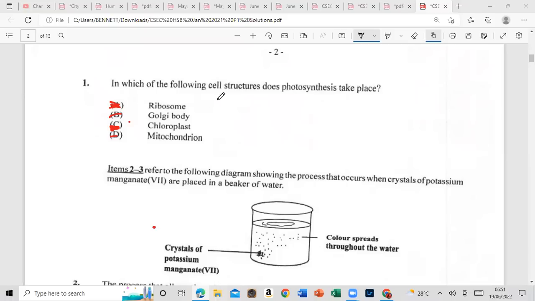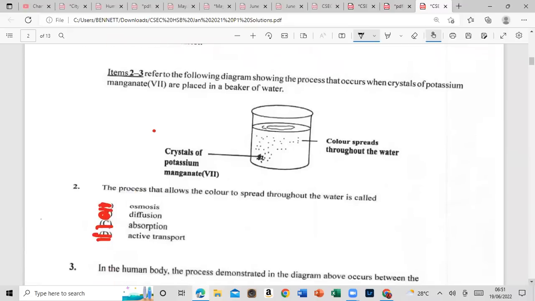All right, the following cell structure, in which photosynthesis usually takes place, is the chloroplast. Again, guys, this one is going to be a bit weird. Don't think about the answer as in letters, but as in the actual answer. Refer to the following diagram showing a process that occurs when crystals of potassium permanganate are placed in a beaker of water. The process that allows the color to spread throughout the water is called osmosis, diffusion, absorption, or active transport. And that would be diffusion.